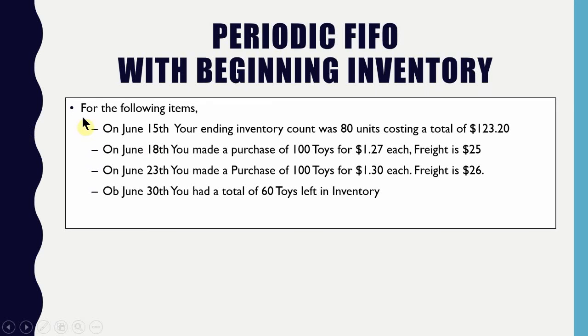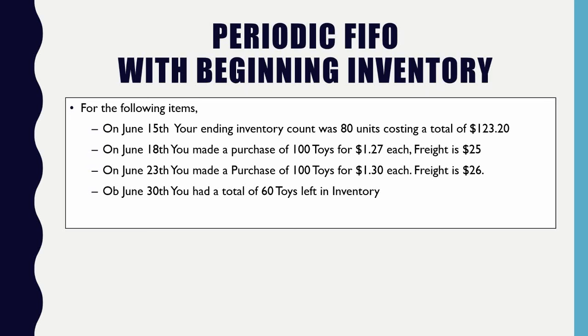So here on June 15th, your ending inventory count was 80 units, which is the 80 toys that we had originally, right? And it cost us $123.20, right? This is from the previous one. Now we're going to be introducing, we made purchases on the 18th, and we made purchases on the 23rd. And then lastly, on the end, which is June 30th, we have a new ending balance of 60 toys. So again, we're going to break down each and individual ones, okay?